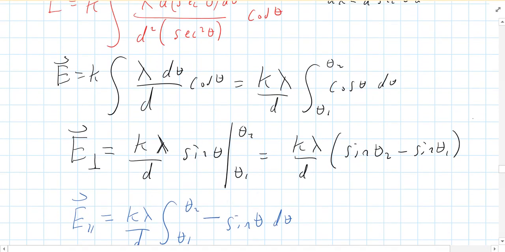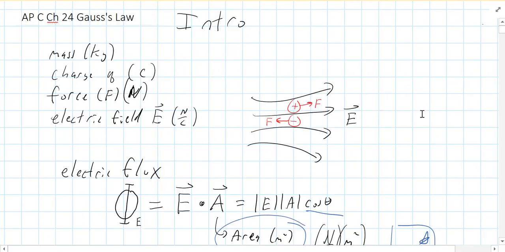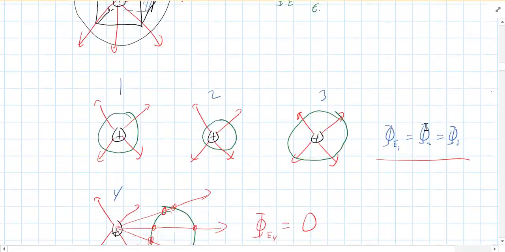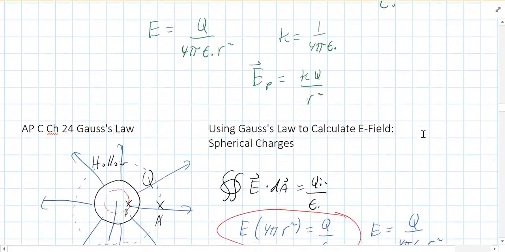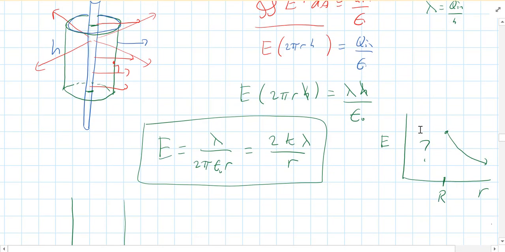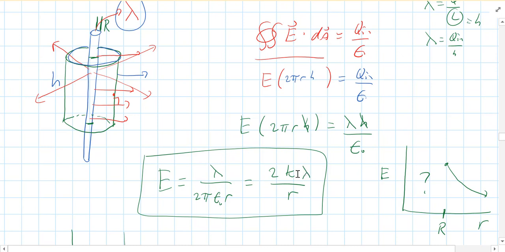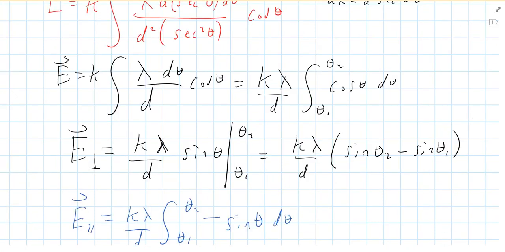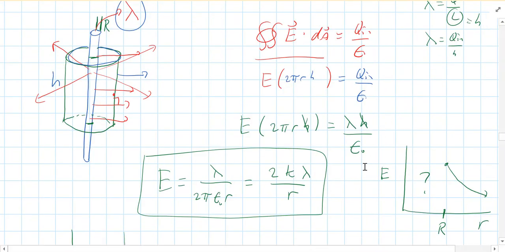Well, now if we look at Gauss's law, we were able to do that whole problem in what amounts to basically 3 quick lines of work. So you might wonder, why do we teach you all this crazy stuff if we can just use Gauss's law?